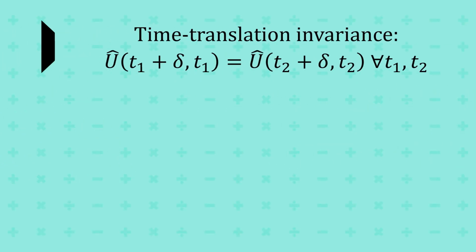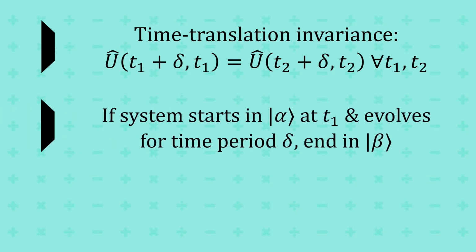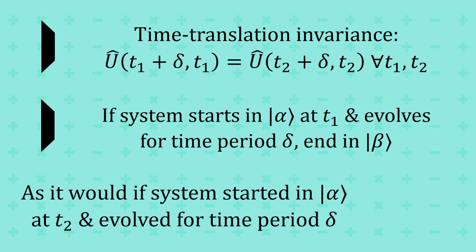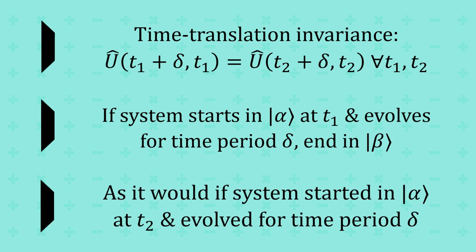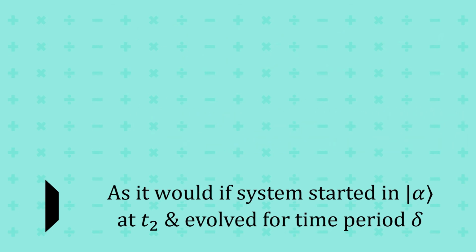Time translation means that the time evolution is independent of which time interval we are considering. So, if the system starts out in the state alpha at time t1 and evolves for a time period delta, it will end in the same state beta as it would if the system started in state alpha at time t2 and also evolved for a time period delta.